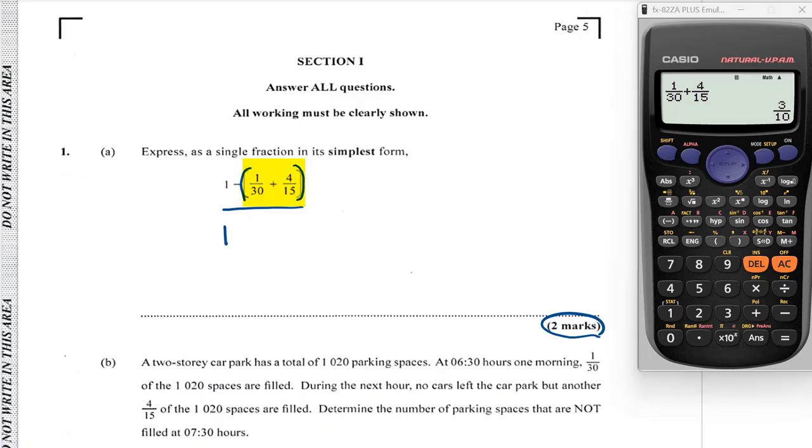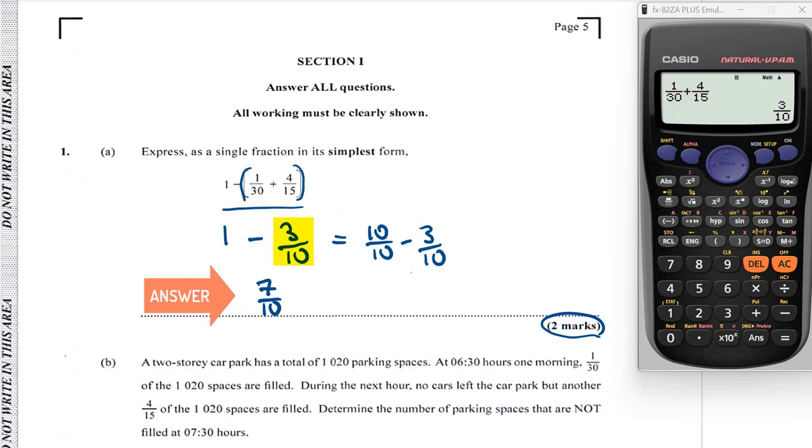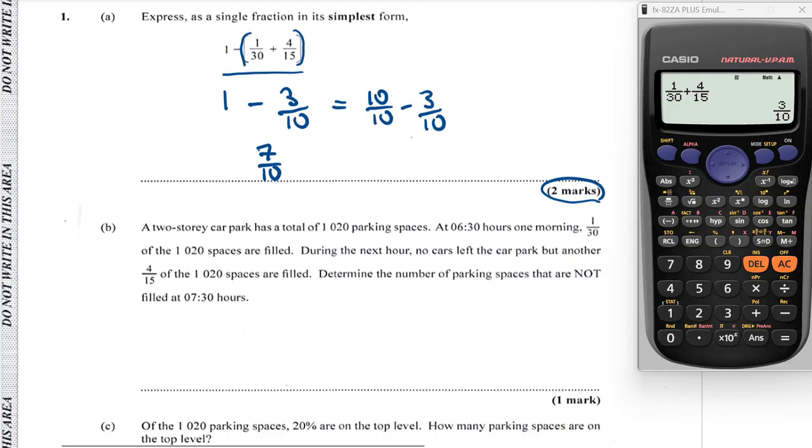So I'm going to write 1 minus 3 over 10, right? And that's equal to 10 over 10 minus 3 over 10, and that's equal to 7 over 10. So that's our answer right there for the 2 marks. So some of the times we need to look at the marks allocated for the questions, and then we can determine whether we should just directly put an answer or show working. Let's move to the next question.